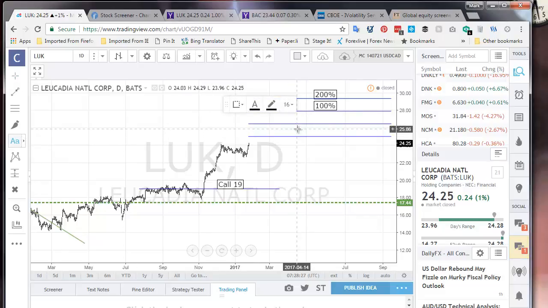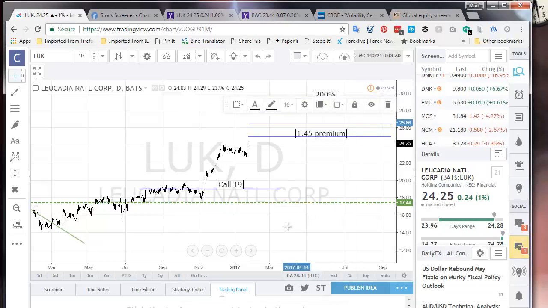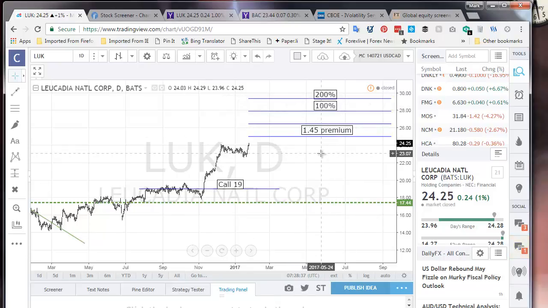Let's just write that in, 1.45 premium, so we remember what it is. That's the size of the gap between each one, and you'll see that is the same for each. So that is break even. This first one here, that's 100% profit. That's 200% profit. The question is can we get to 200% profit by expiry date?